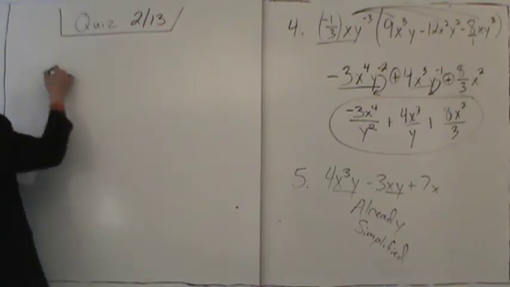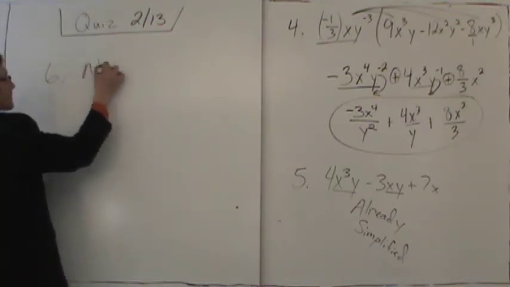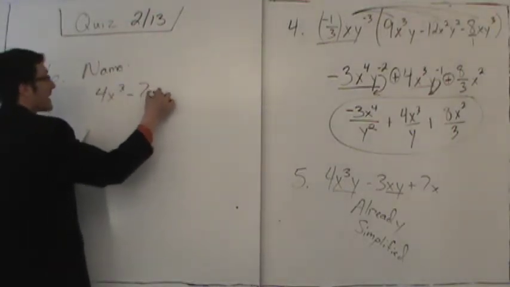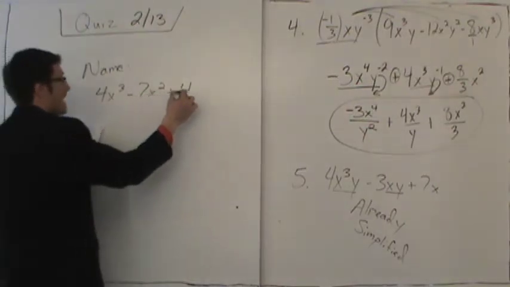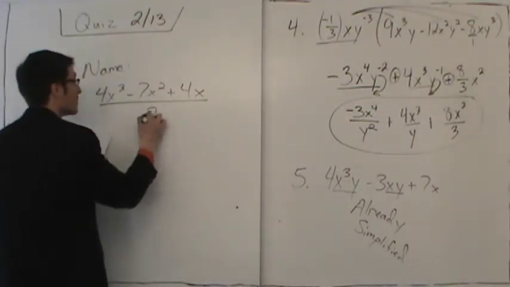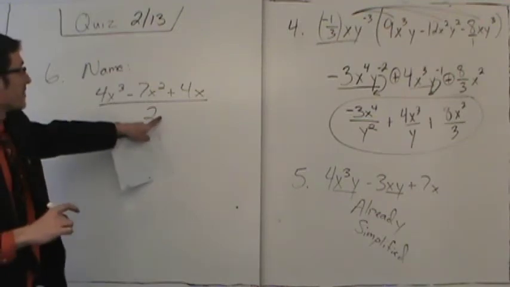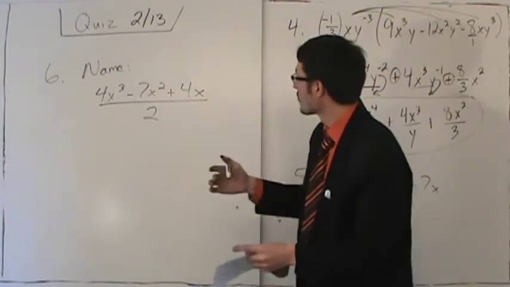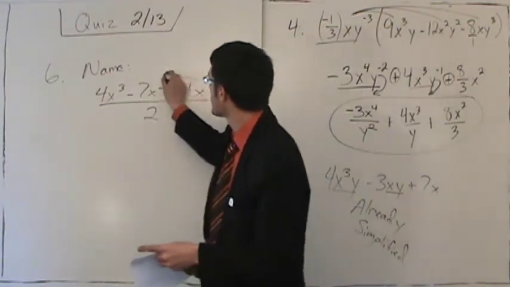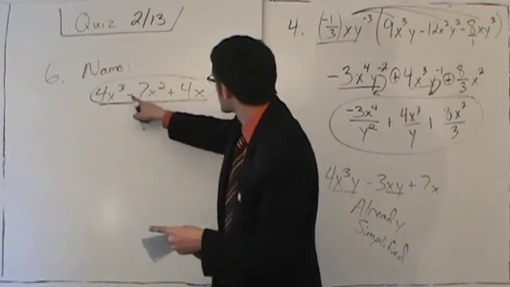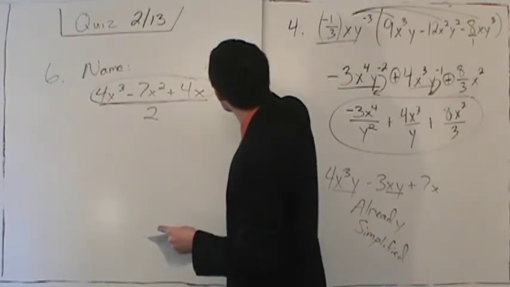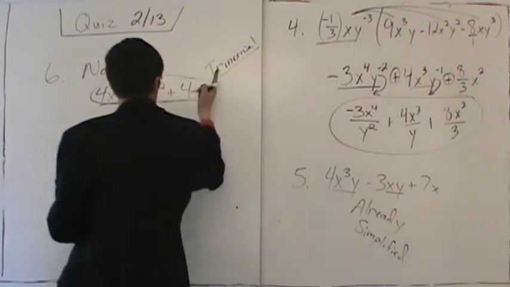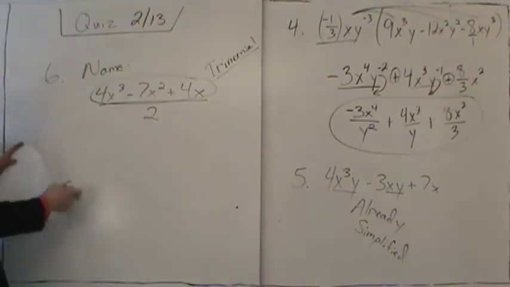Number 6 says, name this. Okay? Was 4x to the third minus 7x squared plus 4x all over 2. And we notice there's no variable in the denominator. Is this a rational expression? Yes. But rational expression is too general. Be more specific. Since there's no variable in the denominator, we name it by the numerator. So this is what? This is a trinomial. So name it by the numerator if there's no variable in the denominator. Trinomial. Is this a rational expression? Yes. But more specifically, it's a trinomial. Okay? Falls in the realm of polynomials.